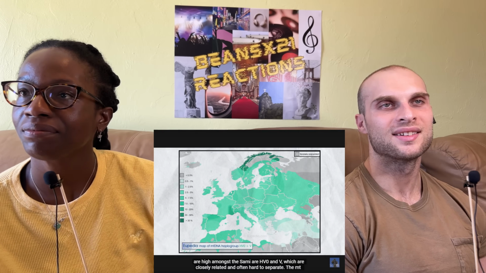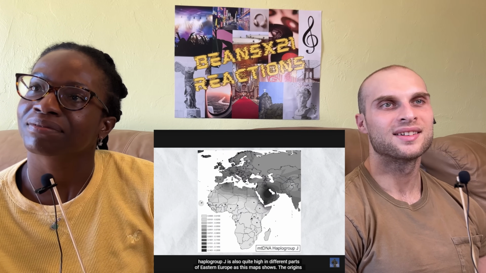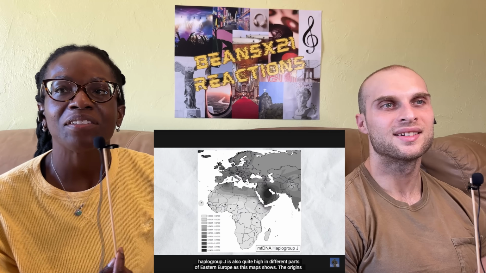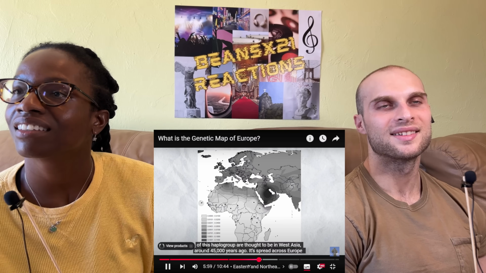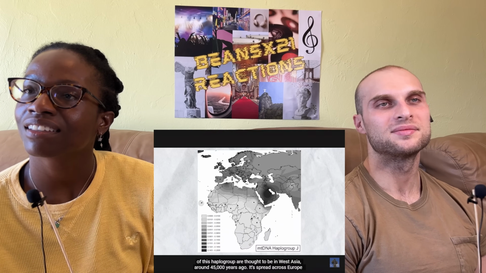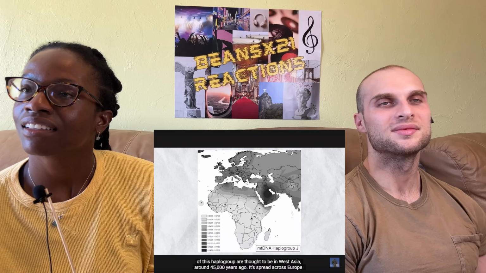often hard to separate. The mitochondrial haplogroup J is also quite high in different parts of Eastern Europe, as this map shows. The origins of this haplogroup are thought to be in West Asia, around 45,000 years ago. Its spread across Europe is particularly associated with Neolithic farming expansions, but other episodes also played a role.